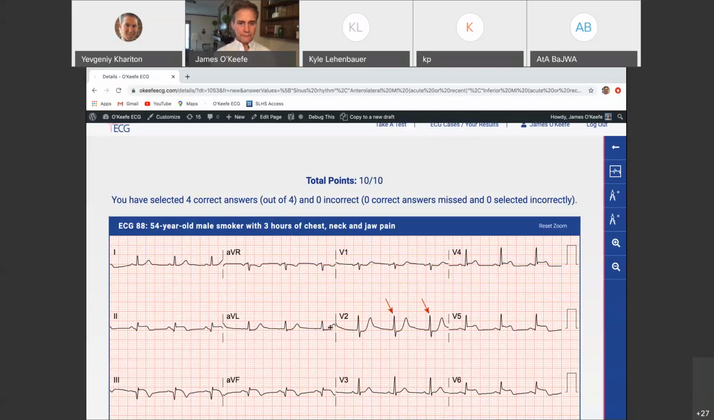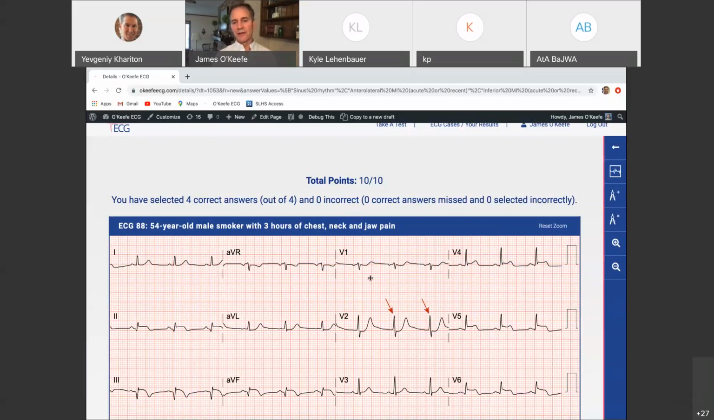So I can't call this only lateral MI because of only V5 and V6. Yeah, you'd just call it acute anterolateral. Anterolateral and not only lateral, okay. Yeah, not lateral. Lateral for board purposes is I and aVL. Anterolateral is V4 to V6. Inferior, of course, is II, III, aVF.